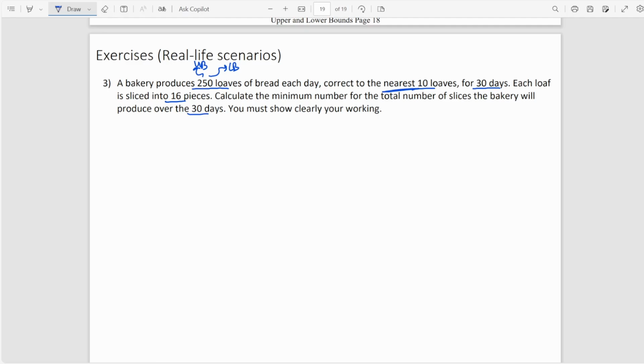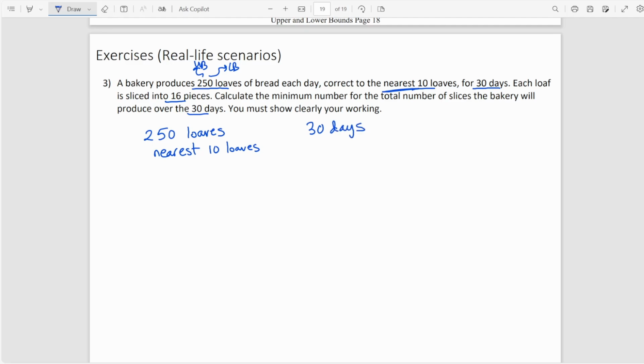Okay, so we know that each loaf is sliced into 16 pieces. Now first let's start. So we have 250 loaves, okay? And this is to the nearest 10 loaves. And we're doing this for 30 days.